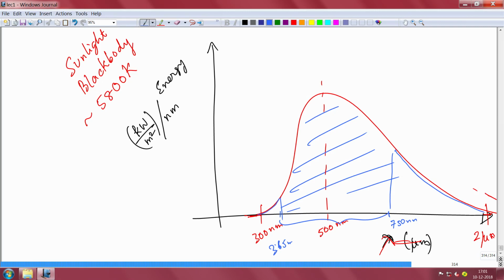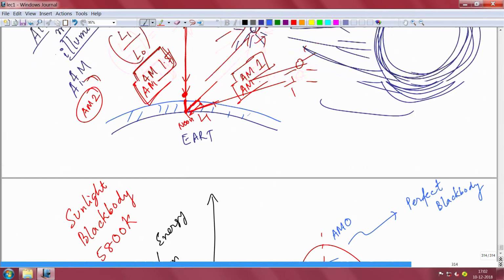So this is sunlight's energy, and this is the perfect black body. You can Google search black body radiation of the sun. This is a perfect black body, and this is outside the atmosphere. This spectra will be called AM 0, air mass illumination 0, which means I do not have atmospheric interference.